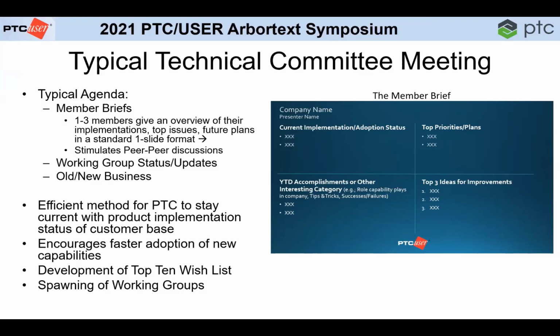And then of course we're always spawning new working groups. A working group is essentially a group of people who will meet around a specific topic. If there's a specific topic within, say, Arbortext editor that a group of members want to discuss, we'll launch a working group specifically for that, and then we'll track that and provide progress back.